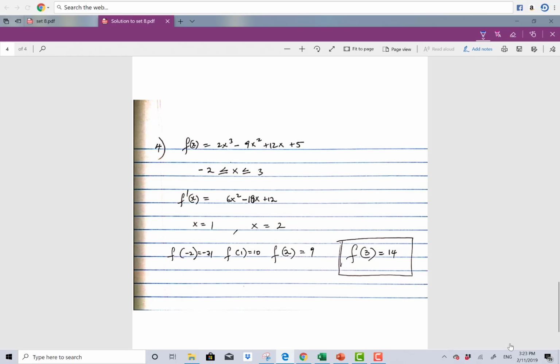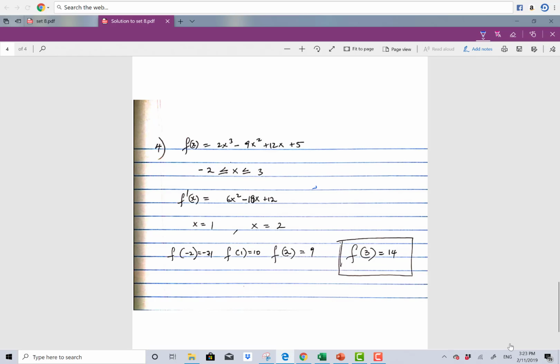All right, so the last problem now, number 4, we have f of x equal to that, and we want the absolute maximum on the graph. To find the absolute maximum on the closed interval negative 2 to 3, I first need to find the derivative. If I find the derivative and solve this quadratic equation, I'm going to get x equal to 1 and x equal to 2.